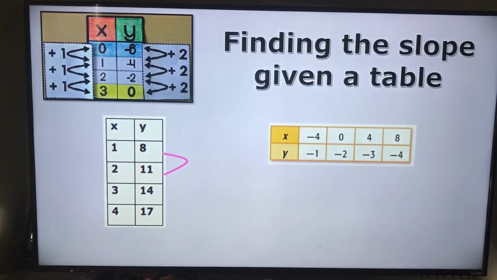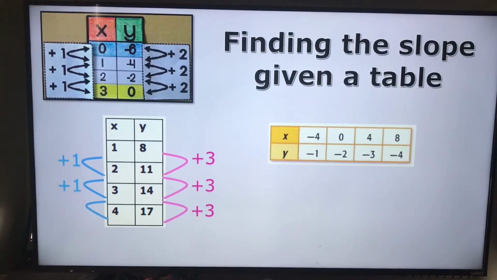I'm going to find from 8 to 11, that went up 3. You need to make sure it goes up 3 in the entire table, because eventually you're going to get some that are not linear. But from 11 to 14, 14 to 17, it went up 3. So my change in y is a positive 3. So we go find my change in x, which here is a positive 1. So right there, you have your two numbers for your fraction.